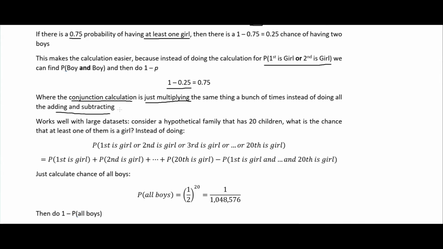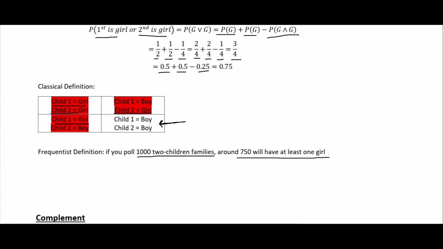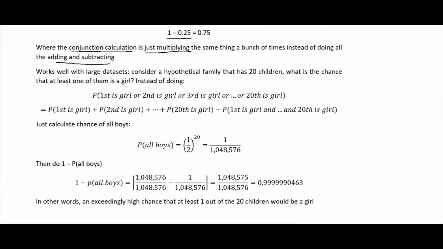And so if we want to think about a place where we have a much more difficult calculation, because this up here really wasn't that difficult. An instance where that might be more difficult is if we consider a hypothetical family that has 20 children. What is the chance that at least one of them is a girl? You don't want to have to go through all the different calculations where first is a girl, or second is a girl, or third is a girl, all the way up to or 20th is a girl, which is the probability of first is a girl plus the probability of second is a girl.